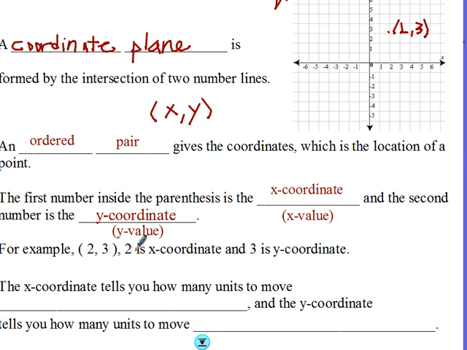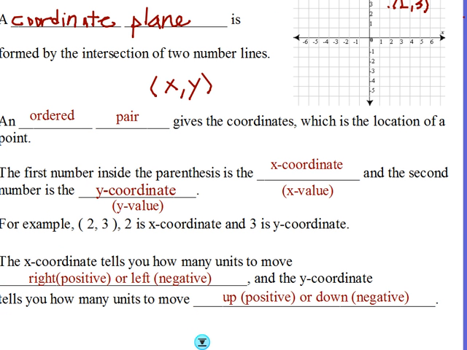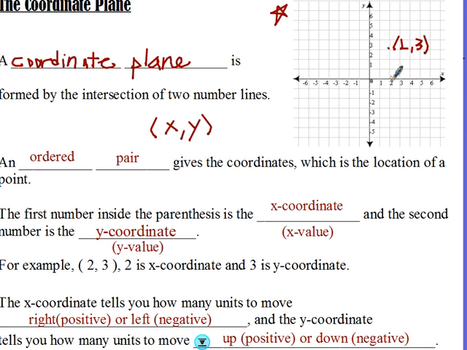Now, the x-value or the x-coordinate tells you how many units you move to the right or left. You move to the right if that number is positive, and you move to the left when that number is negative. Now, the next one is the y-coordinate. For the y-coordinate, you move up or down. You move up if it's a positive number, and you move down if it's a negative number. Here, in (2, 3), 3 is the y-coordinate, and it's a positive 3, and that's why we started at 2 and went up 3 units.